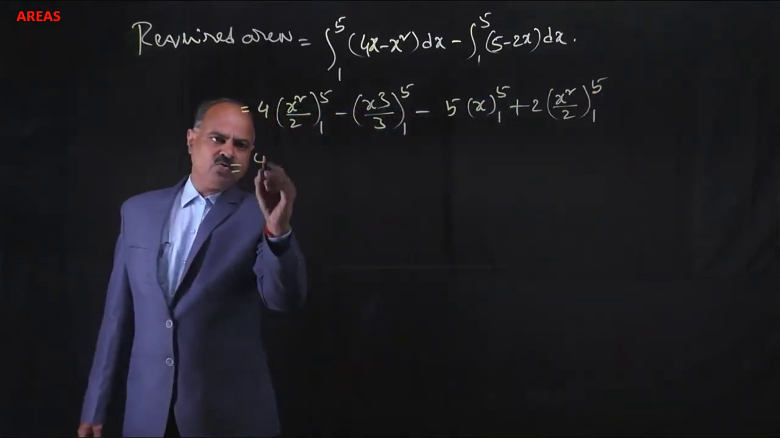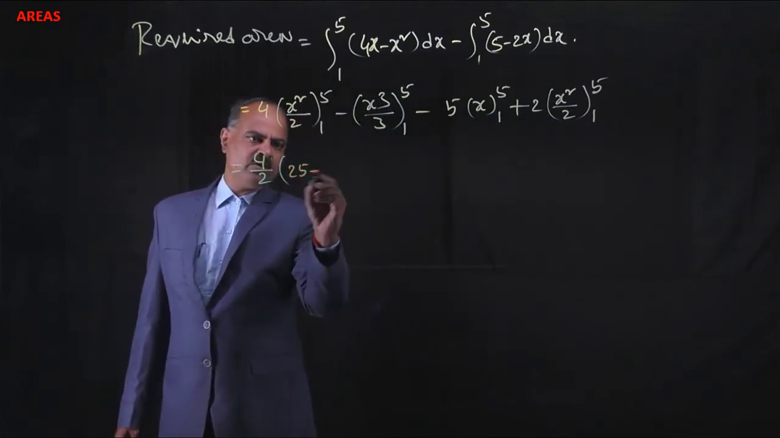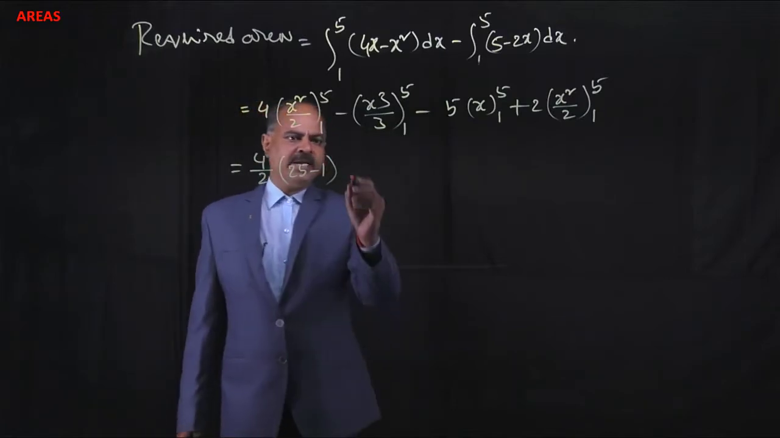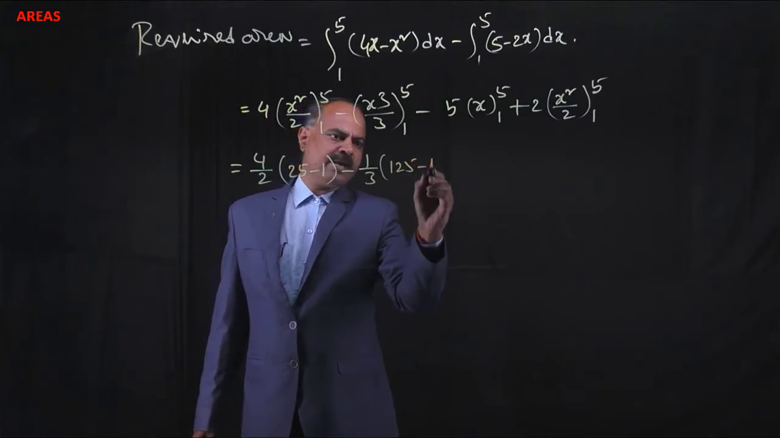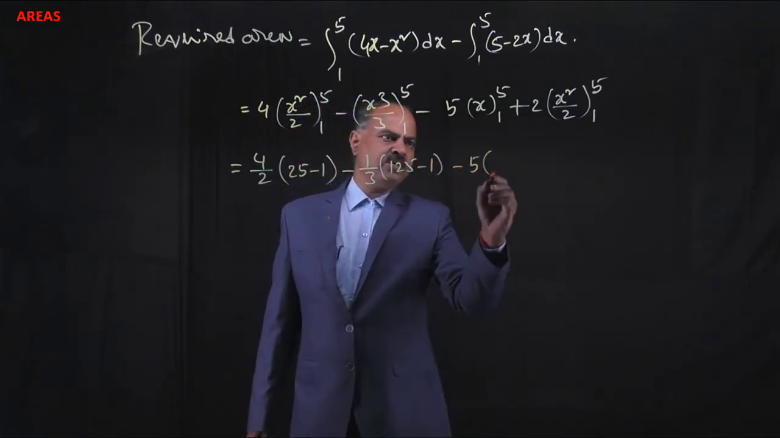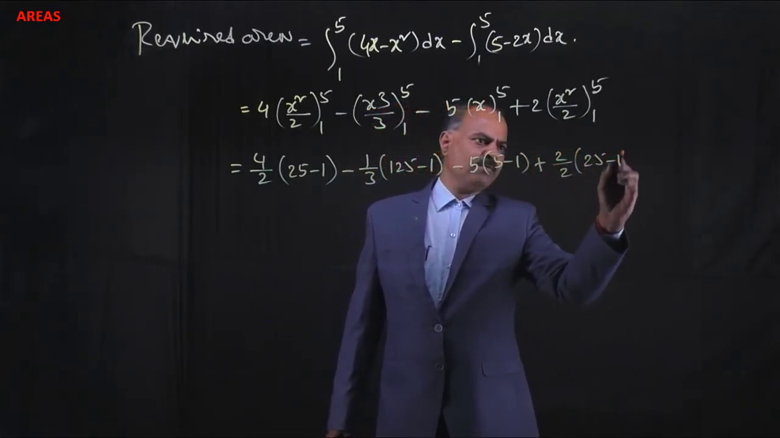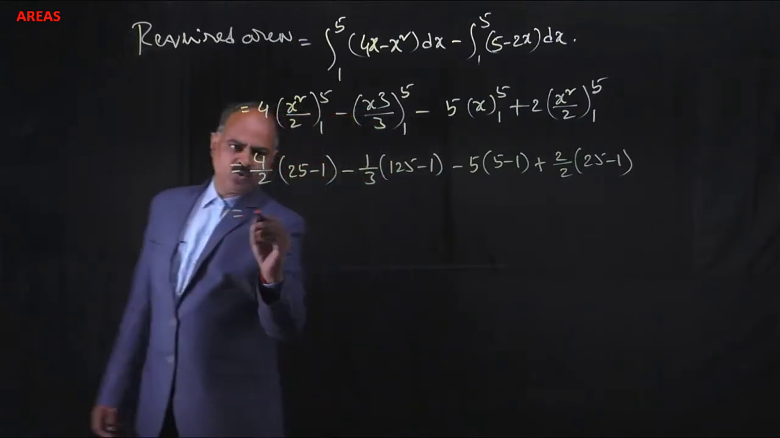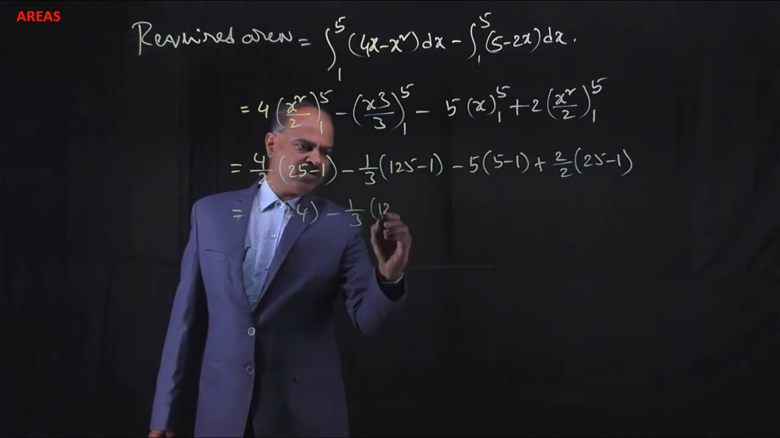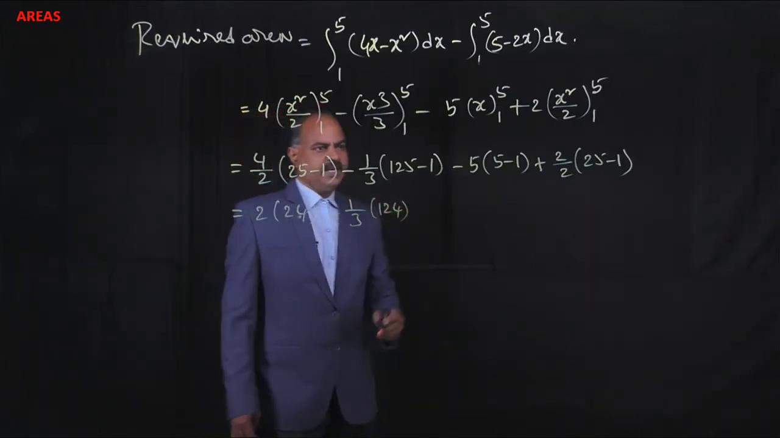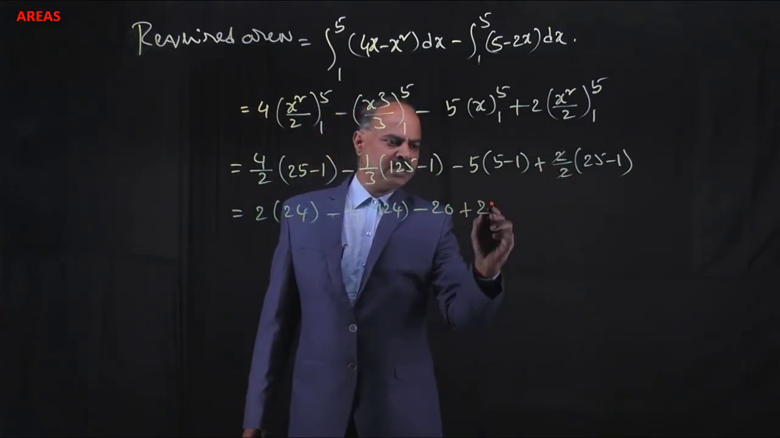Now this is equal to 4 by 2 into substitute the upper limit in place of x, 5 square, that is 25, minus substitute the lower limit, minus here 1 by 3 into 5 cube, 125 minus 1, minus of 5 into 5 minus 1, plus 2 by 2 into 25 minus 1. So here that is equal to 2 into 24 minus 1 by 3 into 124. Next, minus 5 into 4, 20. Here 2 and this 2 get cancelled, plus 24.